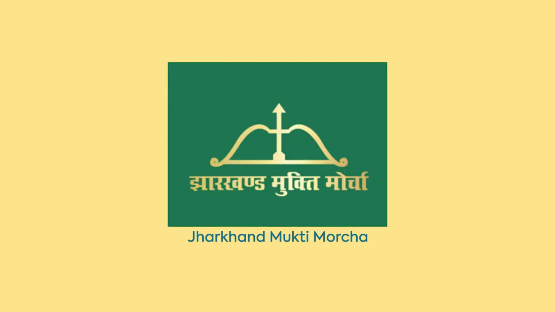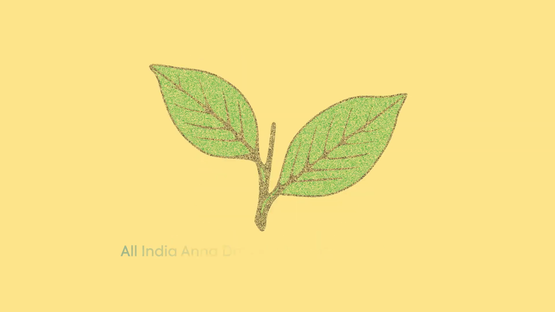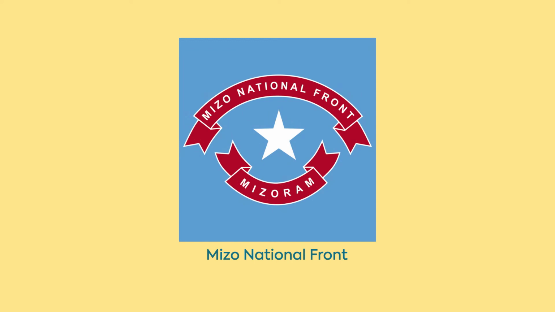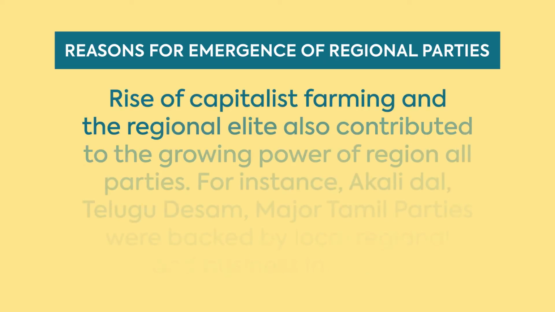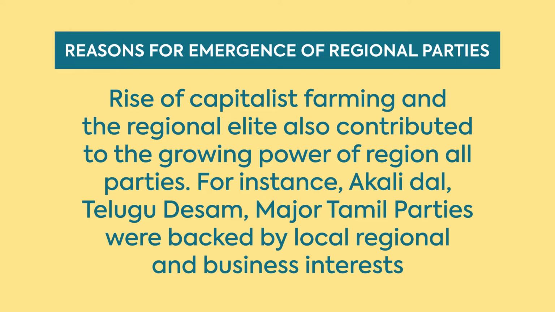Very important regional political parties that emerged were the Jharkhand Mukti Morcha, the Akali Dal, the DMK, ADMK, Telugu Desam Party, the Mizo National Front, the GJMM, Gorkhaland Jan Mukti Morcha, Gorkha Liberation Front. We have a plethora of regional parties which were formed because of the inability of the national leadership to give importance to regional concerns. The second reason for the rise of regional parties was the rise of capitalist farming and the regional elites who contributed to the growing power of the regional parties. Some of the regional parties which were sponsored by local elites were the Akali Dal, Telugu Desam, major Tamil parties which were represented by regional and business interests.